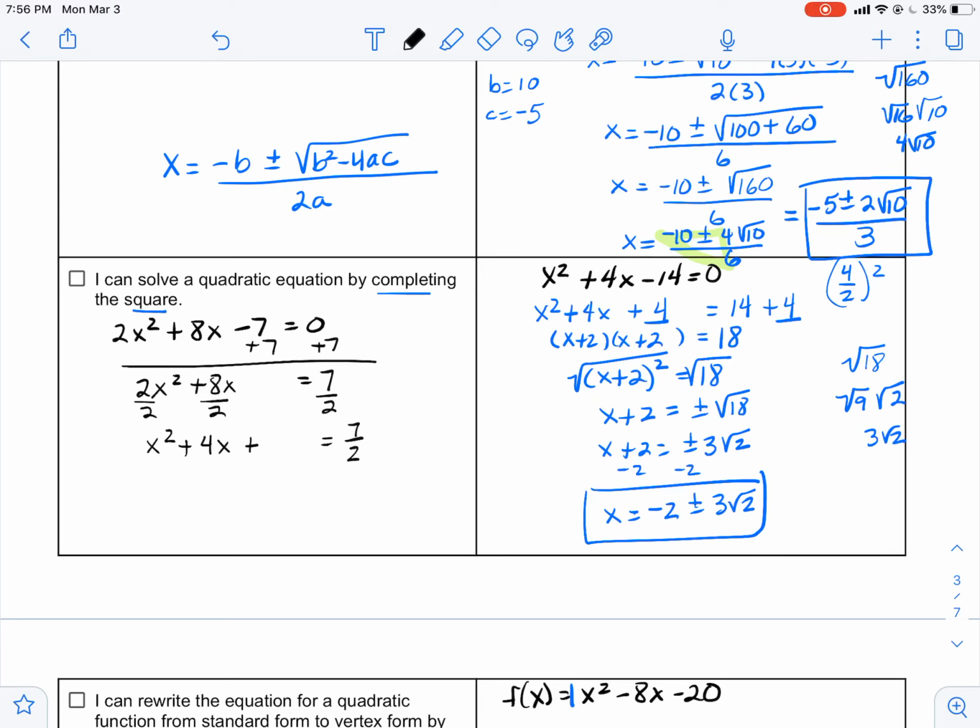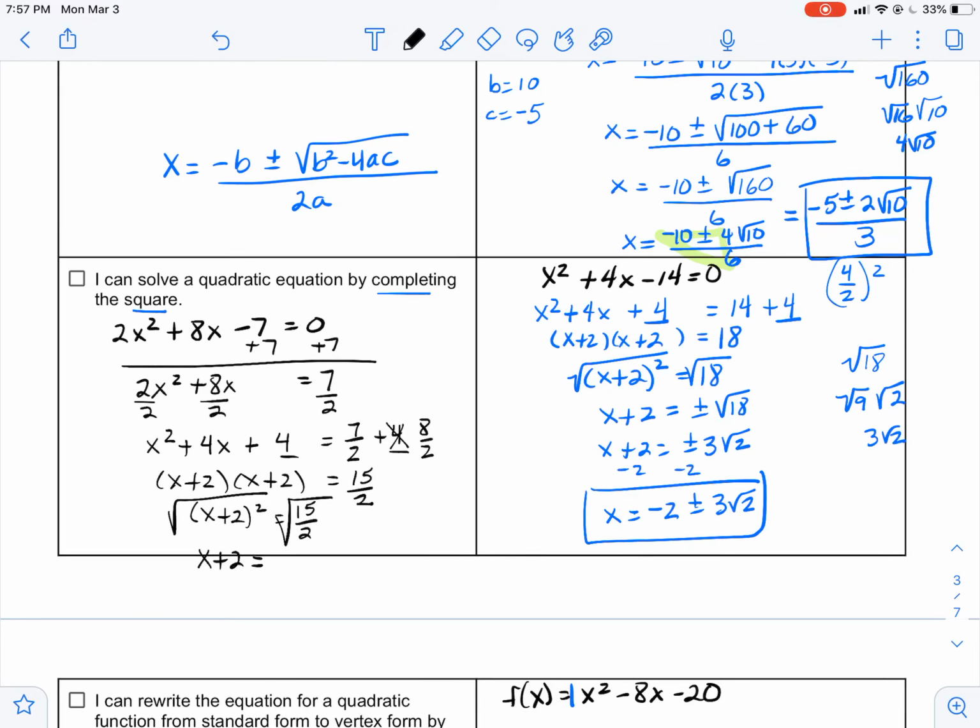And now I'm going to take half of 4 is 2. 2 squared is 4. Add that to both sides. Okay. Again, this will factor to be x plus 2 and x plus 2. And if I get a like denominator here, 4 is 8 over 2. So that's going to give me 15 over 2. This is x plus 2 squared, a shorter way to write it. I'm going to square root both sides. I'm running out of room here.